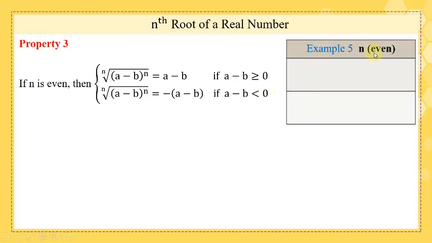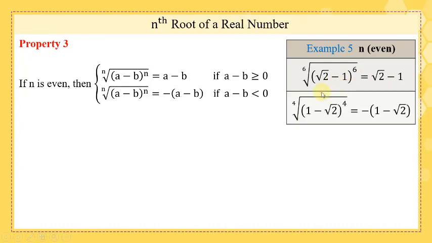Example, n is even. The sixth root of (radical 2 minus 1) to the power 6 is equal to radical 2 minus 1, since radical 2 minus 1 is positive. The fourth root of (1 minus radical 2) to the power 4 is equal to minus (1 minus radical 2), since 1 minus radical 2 is negative.